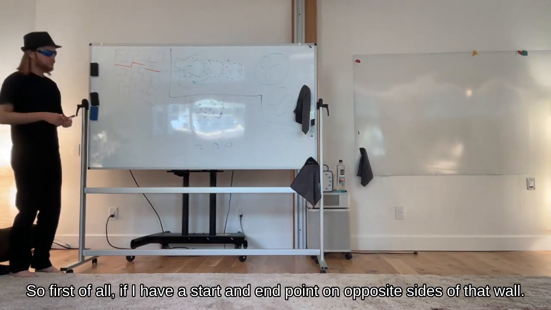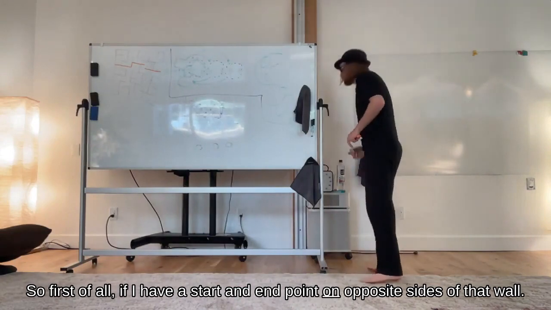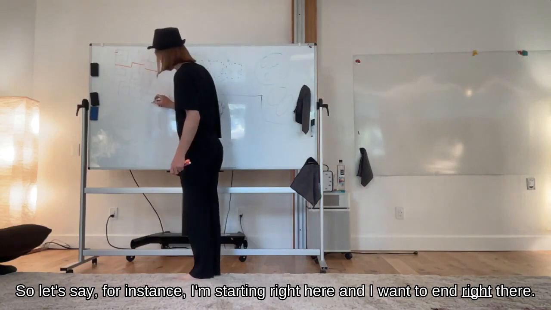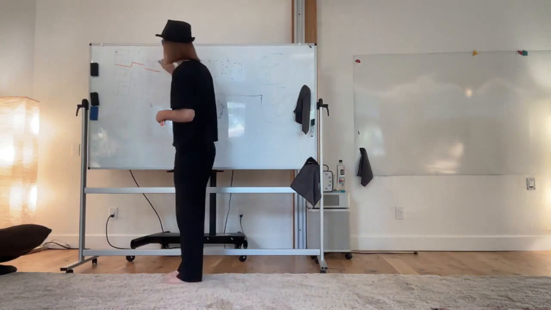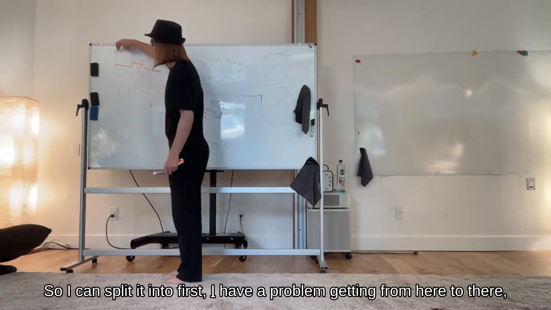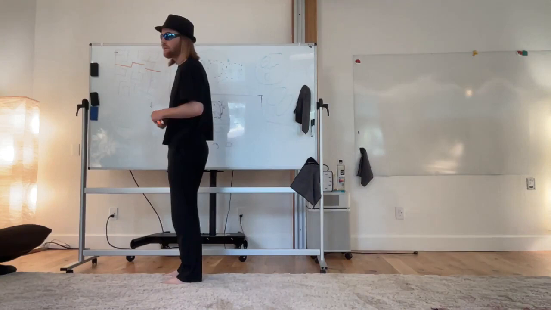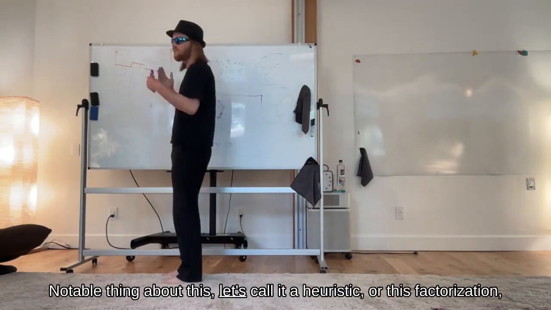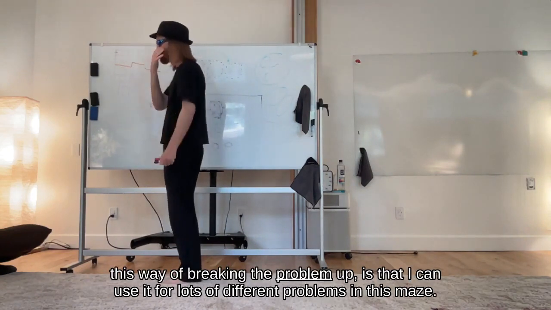So first of all, if I have a start and end point on opposite sides of that wall, let's say, for instance, I'm starting right here and I want to end right there, then I know I've essentially broken the problem into two pieces. I know that I need to go through that gap right there. So I can split it into first, I have a problem getting from here to there, and then I have a problem getting from there to the end.